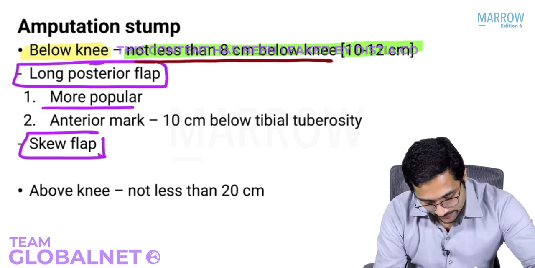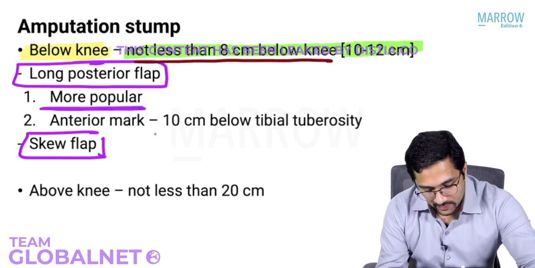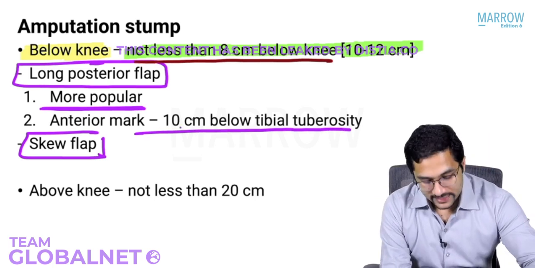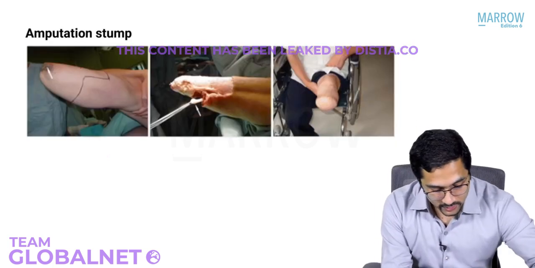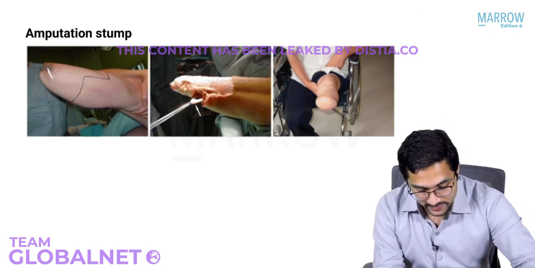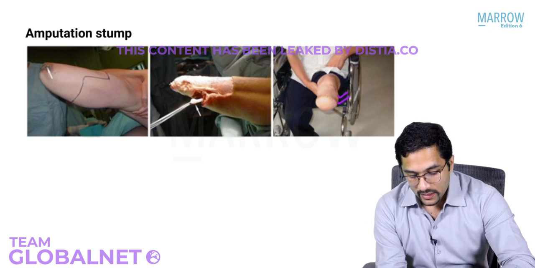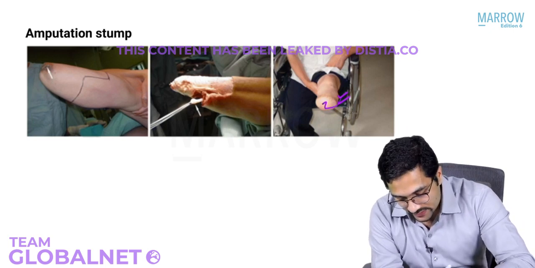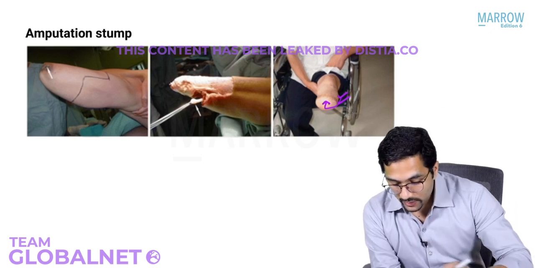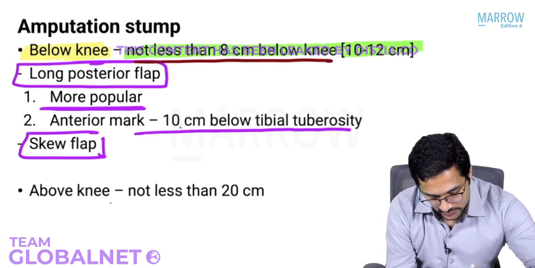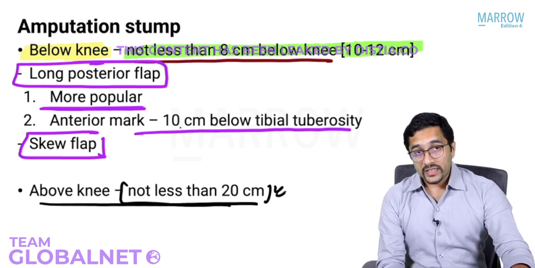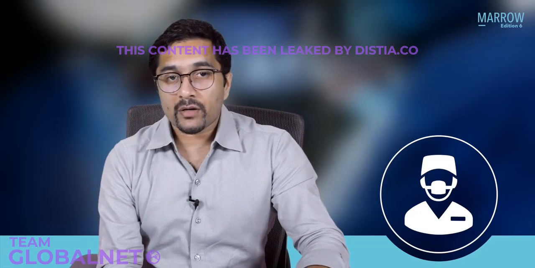Now, long posterior flap is more popular, and the anterior mark is 10 centimeters below the tibial tuberosity. So here you can see the marking for below knee amputation. You can see a long posterior flap. This is how the amputation is done, and this is how it heals up. You can see the posterior skin coming forward. This is the more popular type of flap which is made during amputation. For above knee amputation, not less than 20 centimeters length should be there for the prosthesis to fit in. Right, so these points you should remember for the exam.